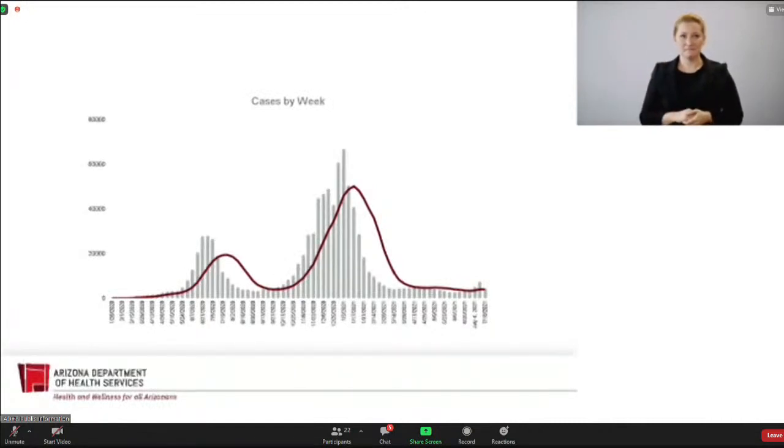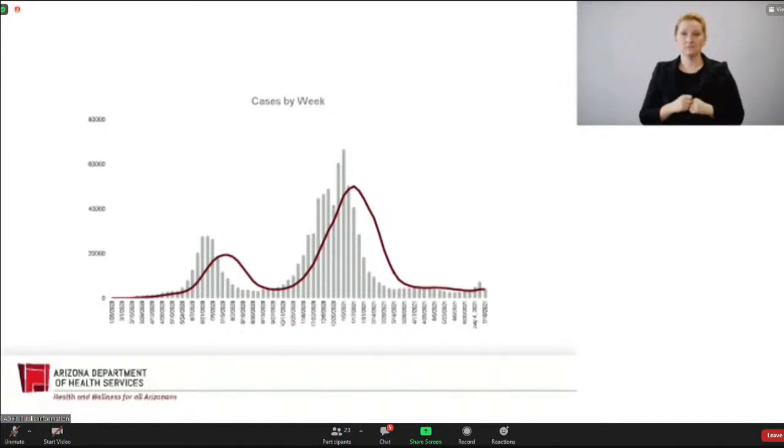This is another look at the cases in Arizona over time. You can clearly see the two peaks in case counts, one in the summer of 2020 and the other in the winter of 2021. What you'll also notice here is an increase in the number of cases per week in Arizona in recent weeks. About 90% of these new cases this month are in those who are unvaccinated.